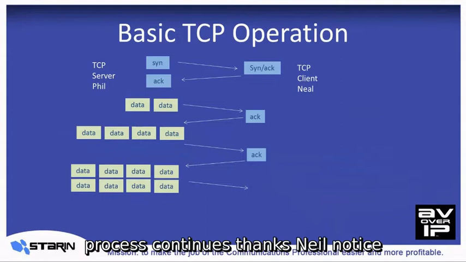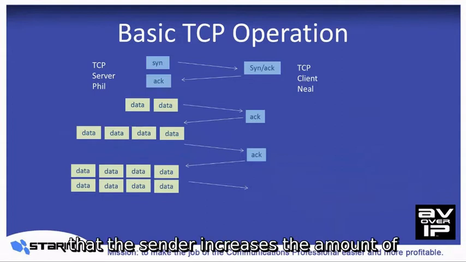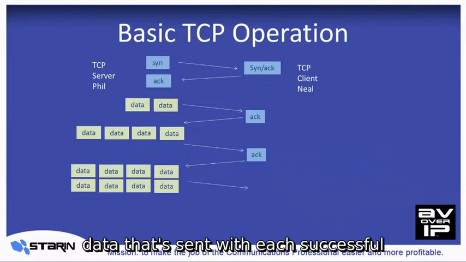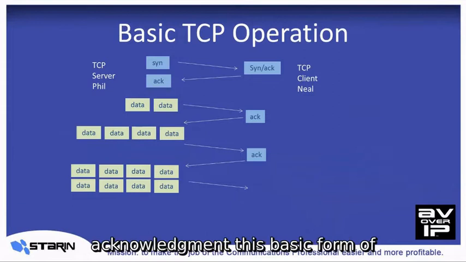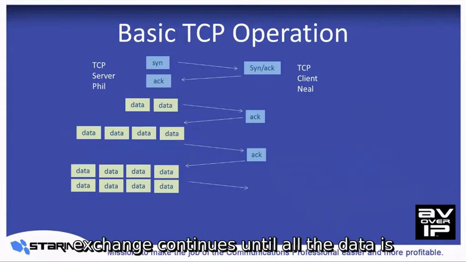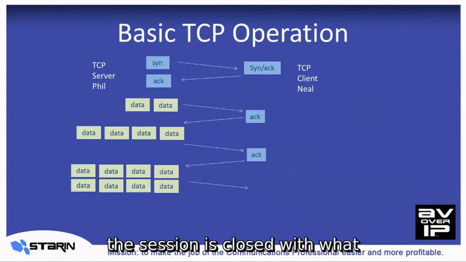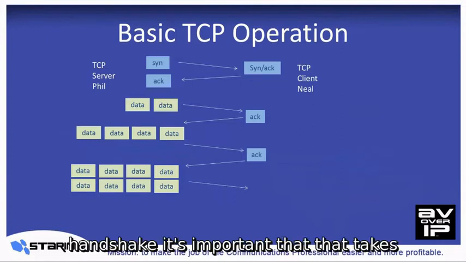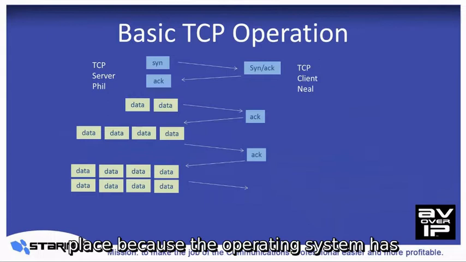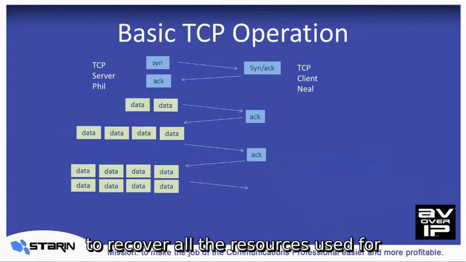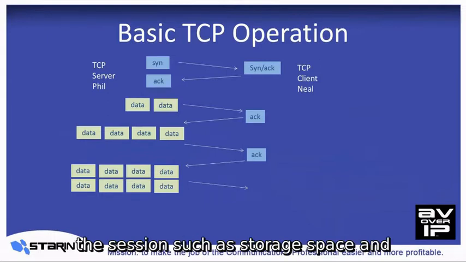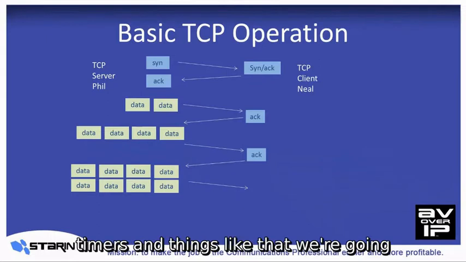Thanks, Neil. Notice that the sender increases the amount of data that's sent with each successful acknowledgement. This basic form of exchange continues until all the data is transferred. Then typically, at the end, it indicates the finish of the session, and the session is closed with what's sometimes referred to as a four-way handshake. It's important that that takes place because the operating system has to recover all the resources it used for the session, such as storage space and timers and things like that.